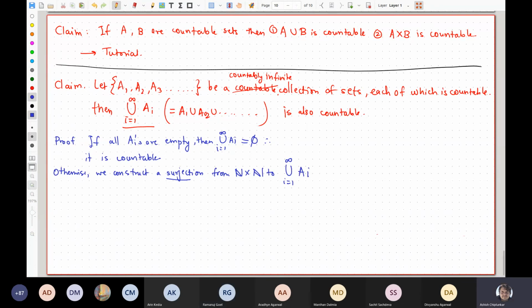Exactly. So if you take this claim and try to use mathematical induction, it will tell you that for every n, the union of n countable sets is countable. Right? Okay. It will not say that this infinite union is countable. There's a difference.